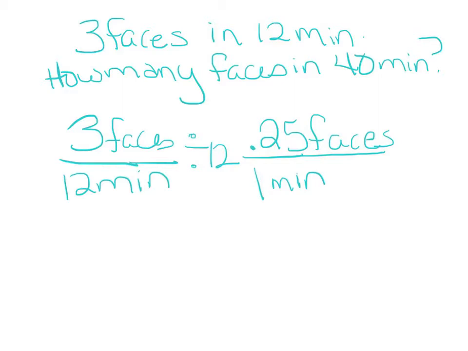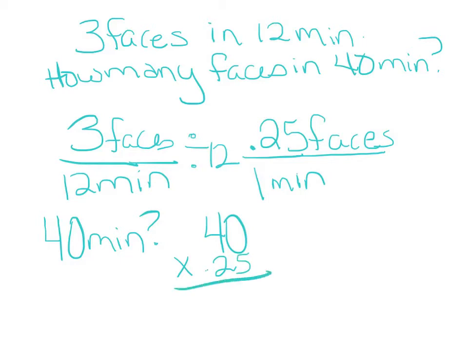Now, the question was, how many in 40 minutes? Now, how do you think you'd solve that? Well, my guess would be that you need to multiply 0.25 times 40. If she does 0.25 faces in 1 minute, we need to do 40 times 0.25. We can multiply that out. And we're going to get 10. That's kind of messy there. But she would do 10 faces in 40 minutes.